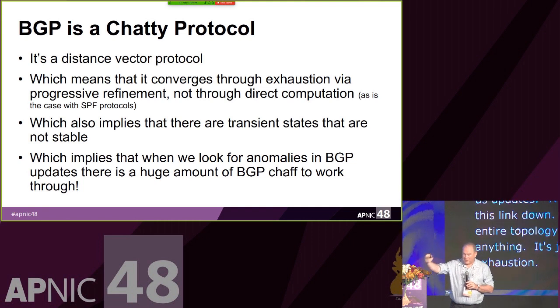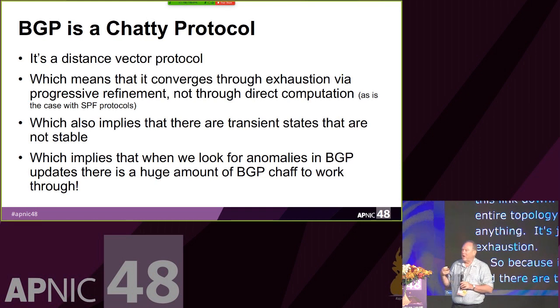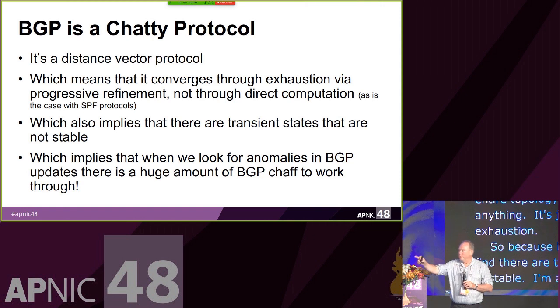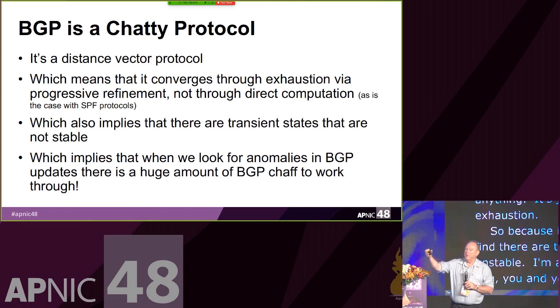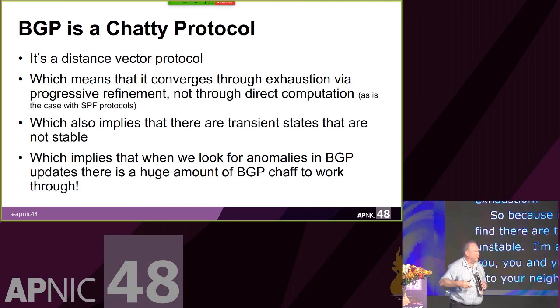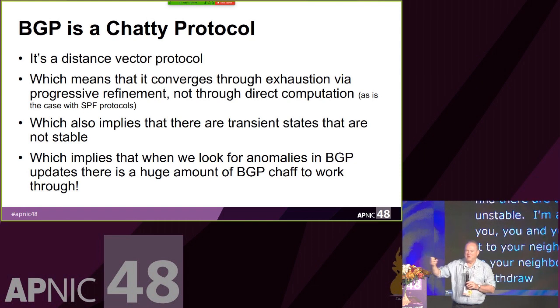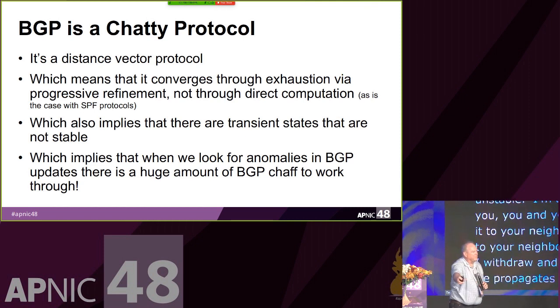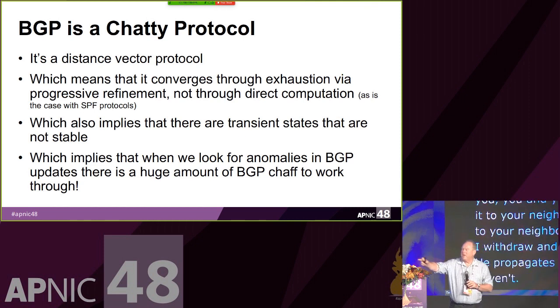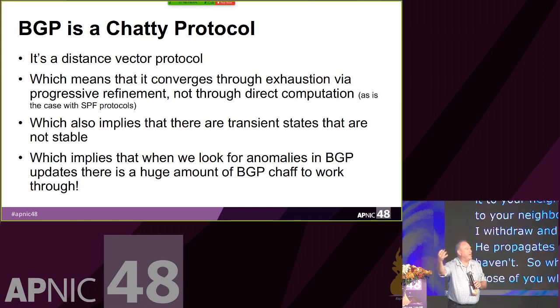So because it's exhaustion, you'll actually find there are transient states in BGP that are unstable. I'm advertising a route to you, and you on the front bench, right? And then you send it to your neighbours on the row behind, you send it to your neighbours on the row behind, right? So I'm good. I withdraw, and Maz is right onto it like a shot. He propagates the withdrawal, but the rest of you haven't. And so what you see is in the second bench, those of you who are relying on Maz immediately rely on someone else and send updates.